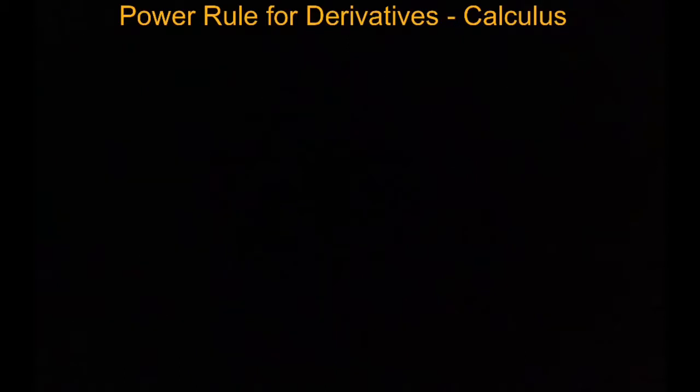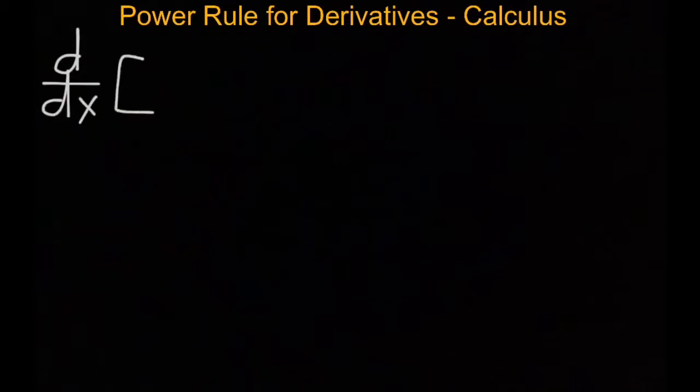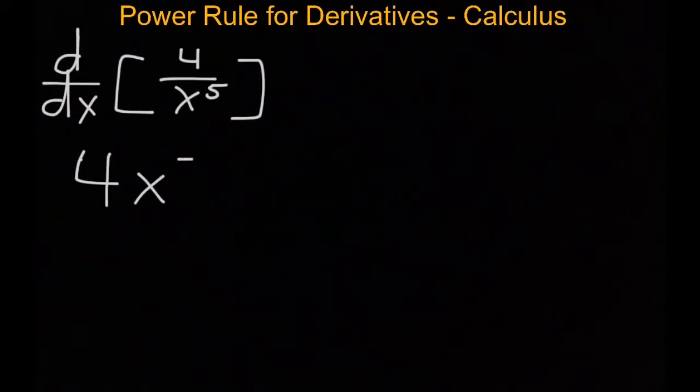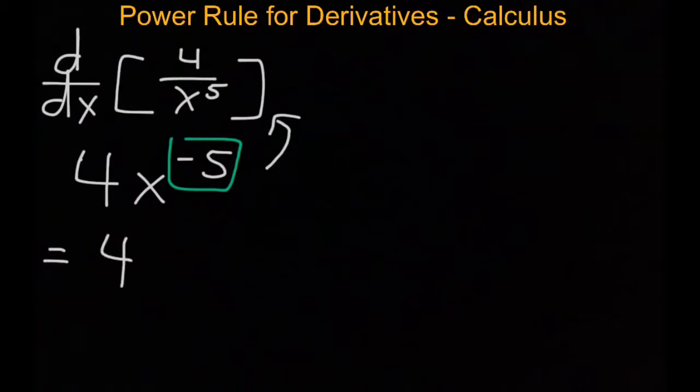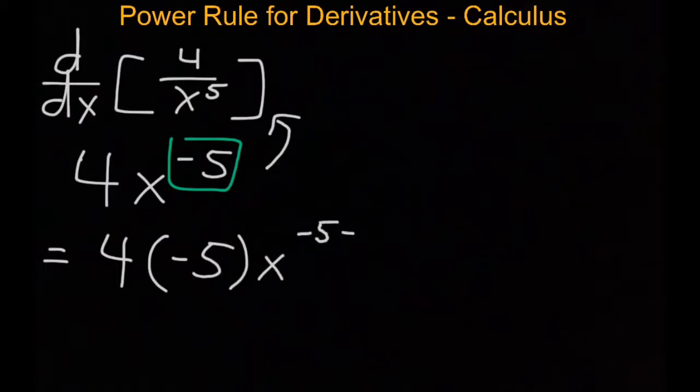Let's try another example now. Find the derivative of 4 over x to the 5. So you want to see this as 4 times x to the negative 5. So this is the same as that. So now our n value here is negative 5. So let's rewrite this. So we have 4 times our n value, which is negative 5, times x to the power of negative 5 minus 1.